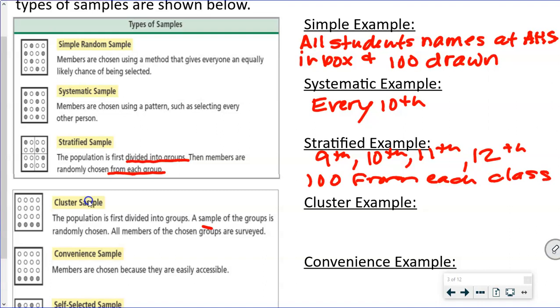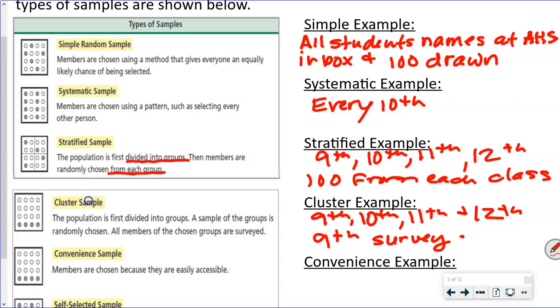Now the cluster is a little bit different. With the cluster, we're going to first divide it into groups again, but this time a sample of the groups is randomly chosen. So one of the groups is chosen, and all the members of that group then respond. Okay, so that would be like, again, we would break it up into groups, 9th, 10th, 11th, and 12th, and maybe we would choose the 9th grade only, and we would survey all 9th graders. Okay? So that's an example of a cluster.